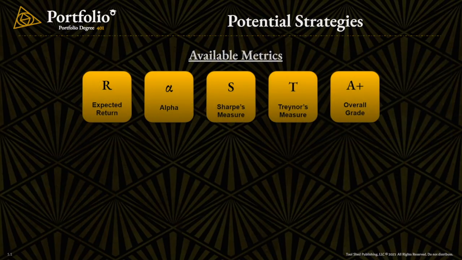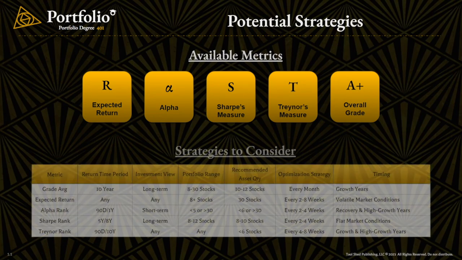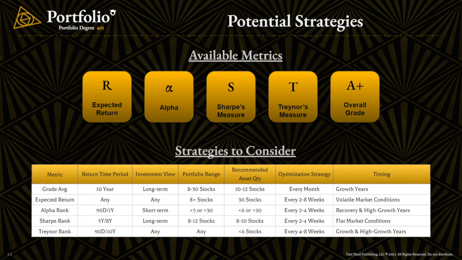Just as a reminder, the metrics that we have available in our system and test are expected return, alpha, Sharpe's measure, Treynor's measure, and the overall average. At this point, we've been able to come up with some level of understanding of when using these metrics works, but it was really when we began to expand into other questions, like what is the best historical time period to use for calculating these metrics, how many stocks should you include in your portfolio, what optimization frequency works best, and what sort of economic conditions produce the best results for each. So we investigated those questions and then we graphed our results. Let's take a look at the results of our testing and go through each metric.